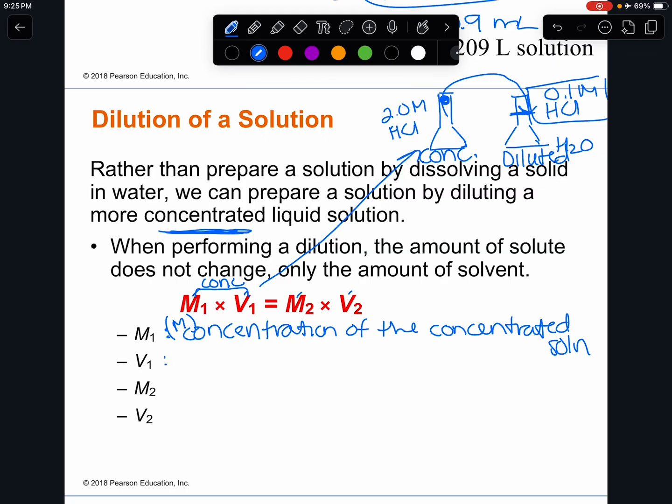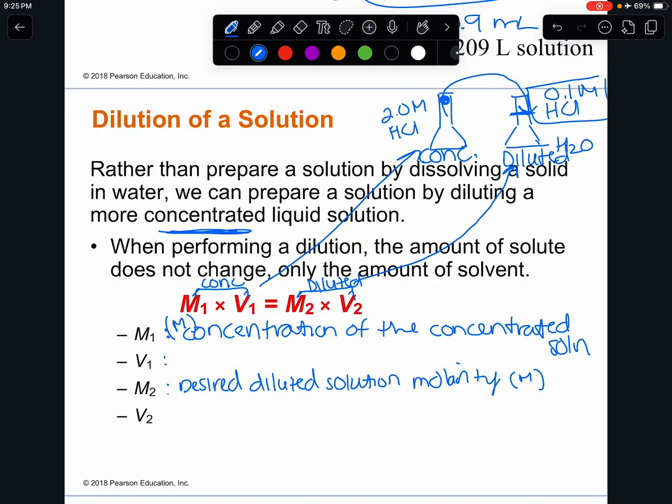And V1 is actually the hardest. So we're going to take a little break and come back to that one when it makes a little bit more sense, when we understand the other variables. So M2 and V2 are the diluted solution. That would be everything regarding the solution on the right here. And M2 is the desired diluted solution molarity. So it's basically, what do we want to make? And this unit again is molarity as well, big M.